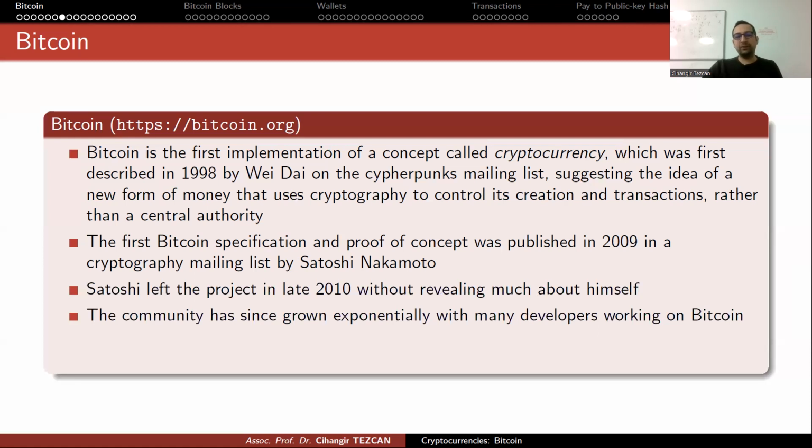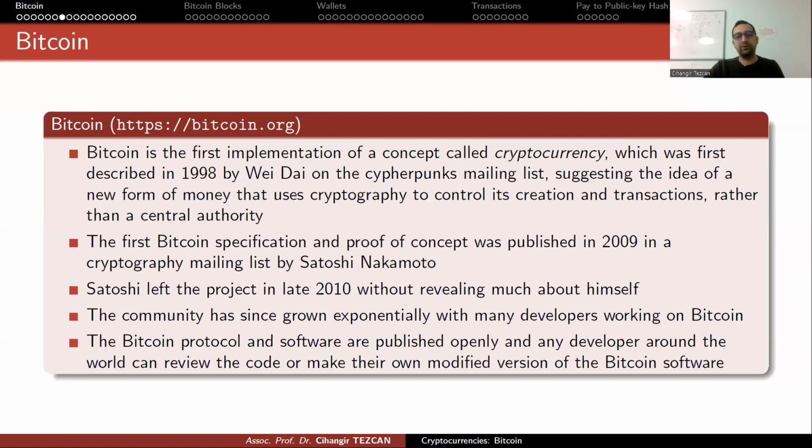The community has since grown exponentially, with many developers working on Bitcoin. The Bitcoin protocol and software are published openly, and any developer around the world can review the code or make their own modified version of the Bitcoin software, which I strongly suggest. If you want to create your own blockchain, just modify the Bitcoin blockchain because it is the basic version. Of course, if you want a blockchain that has capabilities like Ethereum, then you have to modify Ethereum. But for simple ideas, I always encourage people to modify the Bitcoin blockchain, but it is not an easy job. Okay.